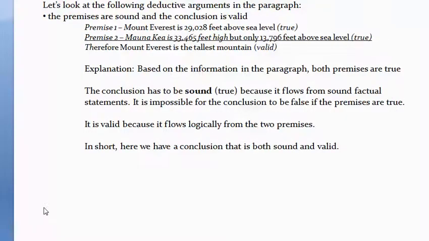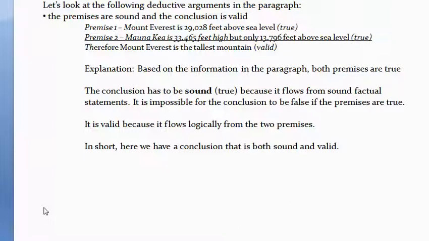Let's look at the following deductive argument in the paragraph. The premises are sound and the conclusion is valid. Premise 1, Mount Everest is 29,028 feet above sea level, which is true. Premise 2, Mauna Kea is 33,565 feet high, but only 13,796 feet above sea level, which is true. Therefore, Mount Everest is the tallest mountain, valid.